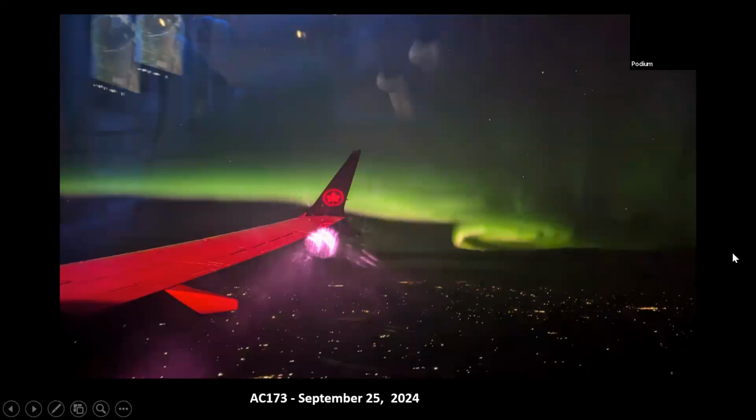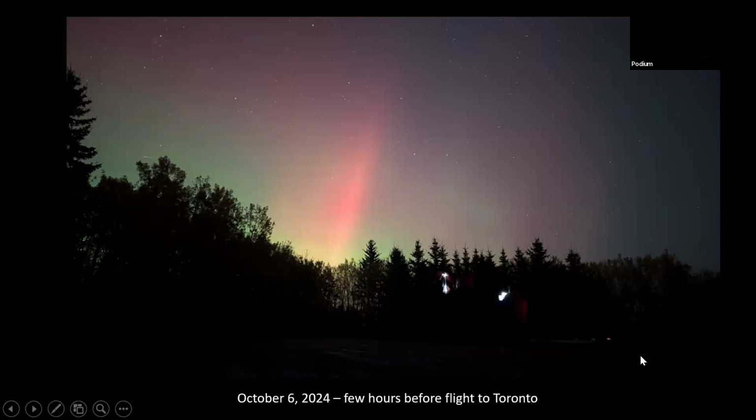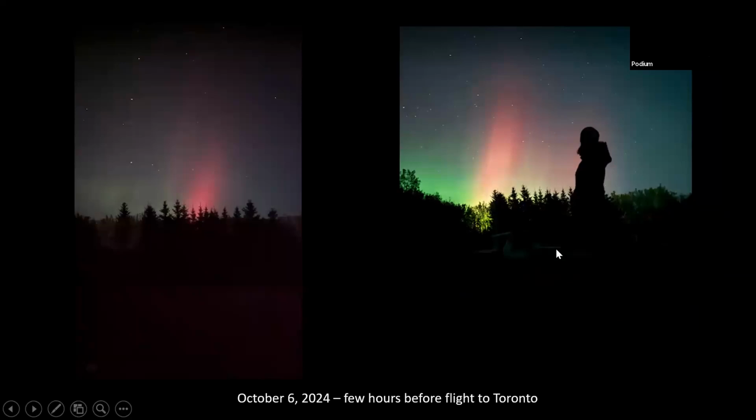So coming back, this is a few hours before my flight back to Toronto. That was on October 6, 2024. This is the first time that I really saw the pink color through the naked eye. It's not just white. It's not as bright as this one, but you can notice the red color in it. It was very beautiful that night because I was at my friend's place. It's an acreage, so it's also a dark place. It's really nice. A few hours before the flight, I didn't want to leave, but I needed to go back.